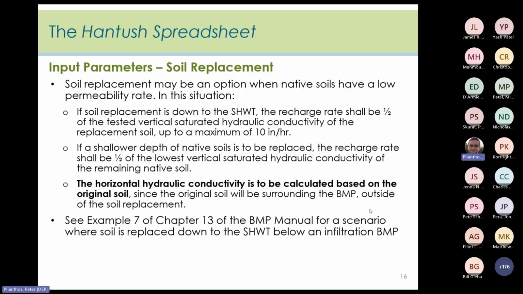Example 7 in Chapter 13 of the BMP manual describes a groundwater mounding analysis scenario where soil is replaced down to the seasonal high water table below an infiltration BMP. And it is important to note, if a shallower depth of native soils is to be replaced, rather than replacing soil down to the seasonal high water table, the recharge rate shall be 1/2 of the lowest vertical saturated hydraulic conductivity of the remaining native soil.